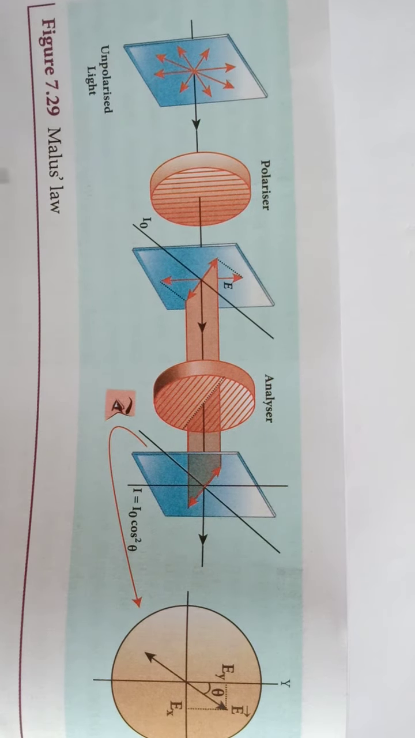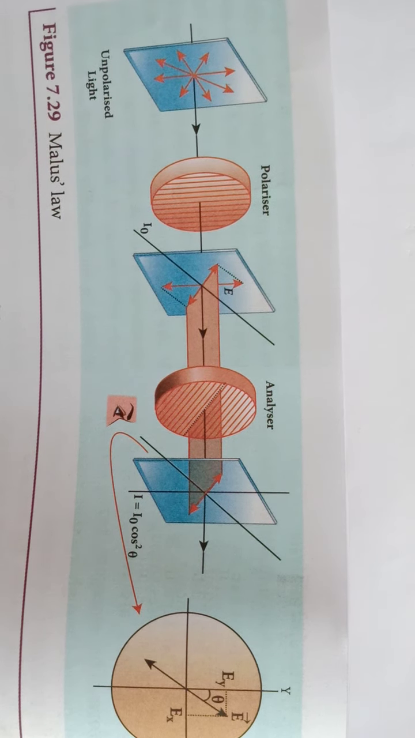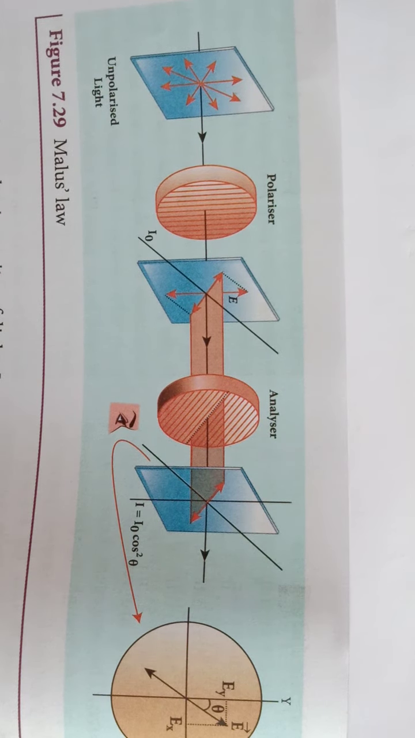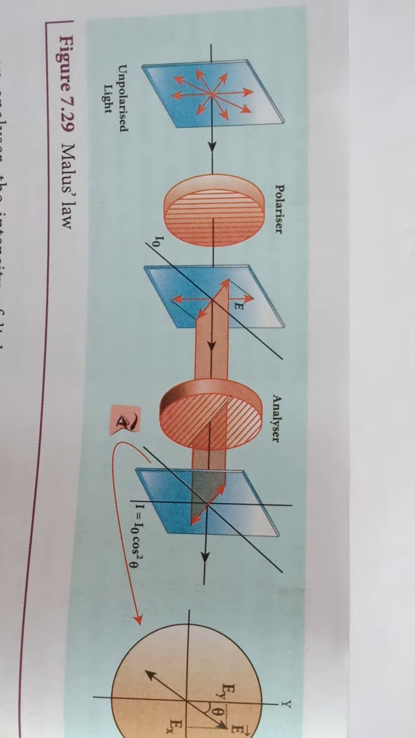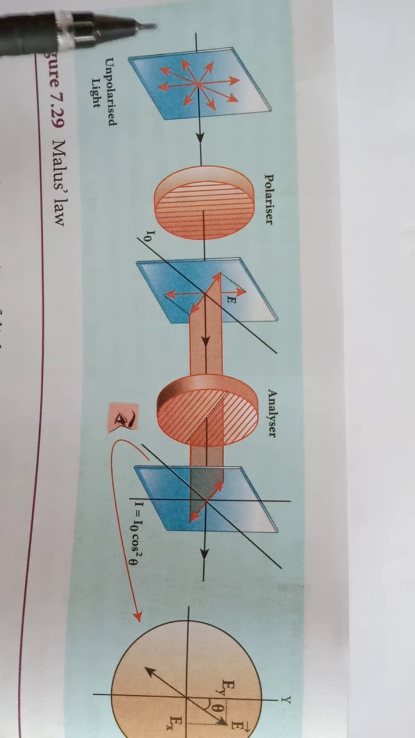And next is Malus law. It's a 3-mark question, important. It is used to find the relation between the intensity of light and the angle of rotation of the analyzer. See this unpolarized light, with vibrations in all directions.